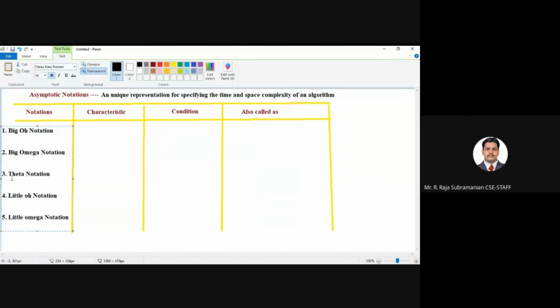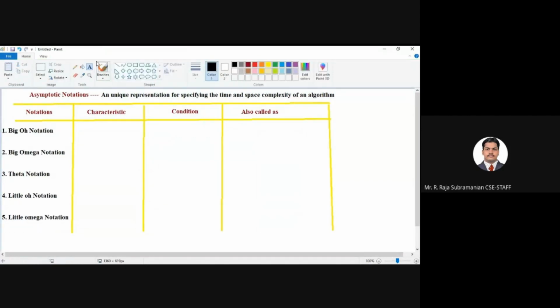What is the symbol? Big O. This is big omega. This is theta. This is small o. And this is small omega, not W, omega, like you write in physics, right? That's it.